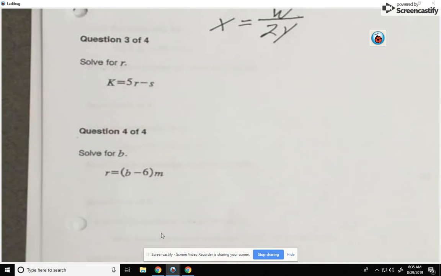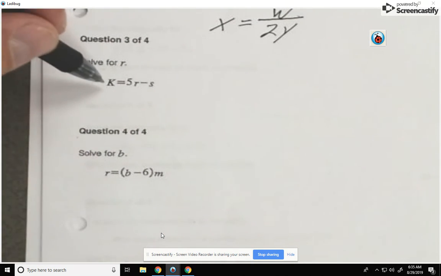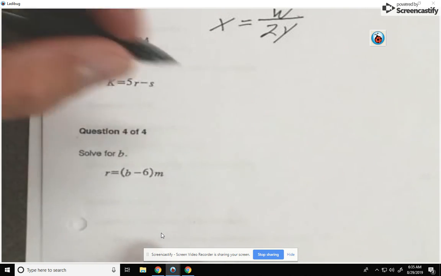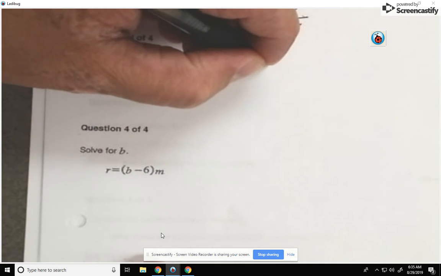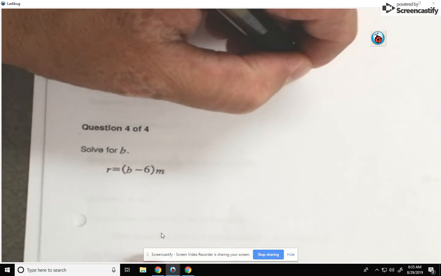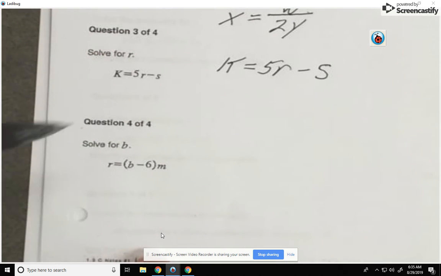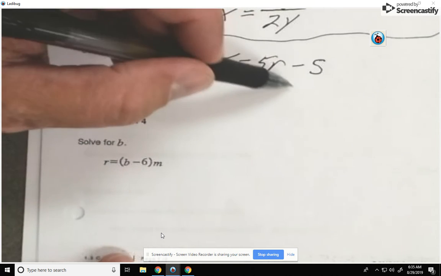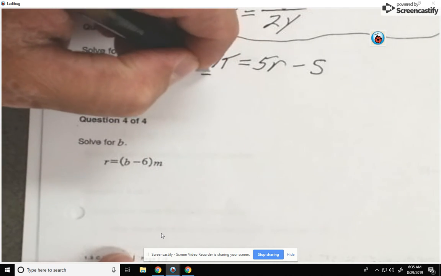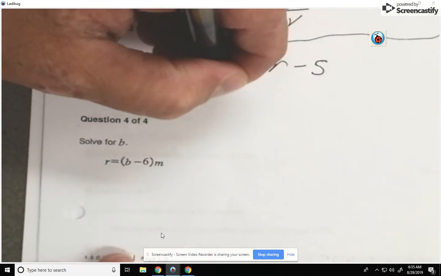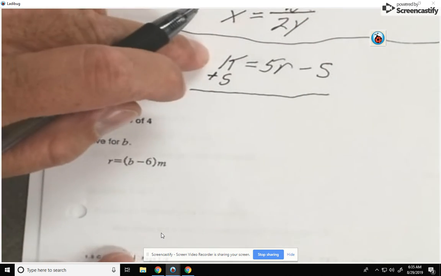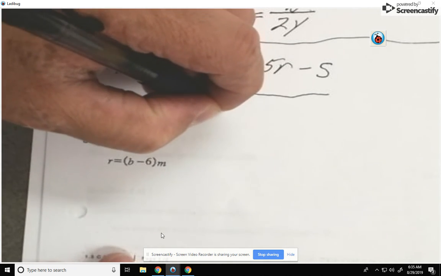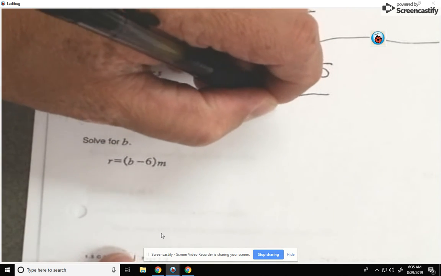Question 3, this is a basic two-step equation. We have k equals 5r minus s. In this type of equation, we know that we always get rid of the plus or minus part first. A minus we know we bring over by adding, so we're going to start by adding s. We don't know what k or s is, so we just move it as k plus s equals 5r.